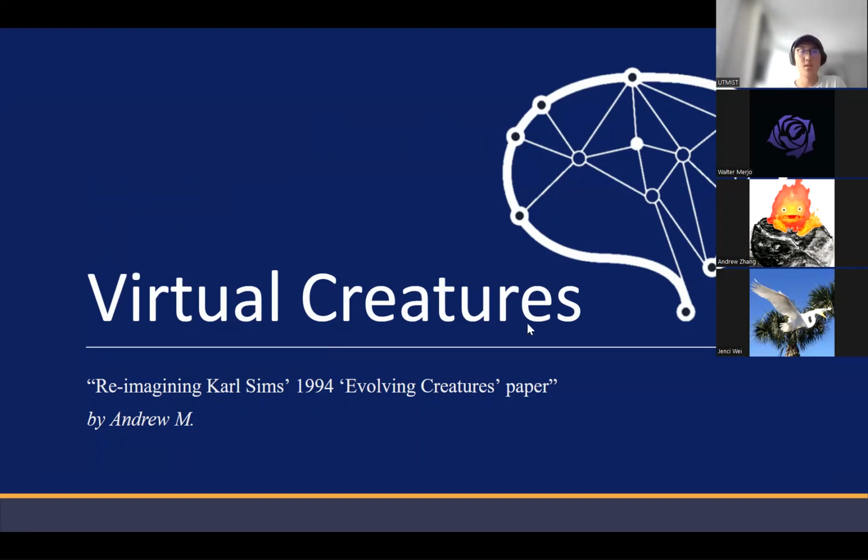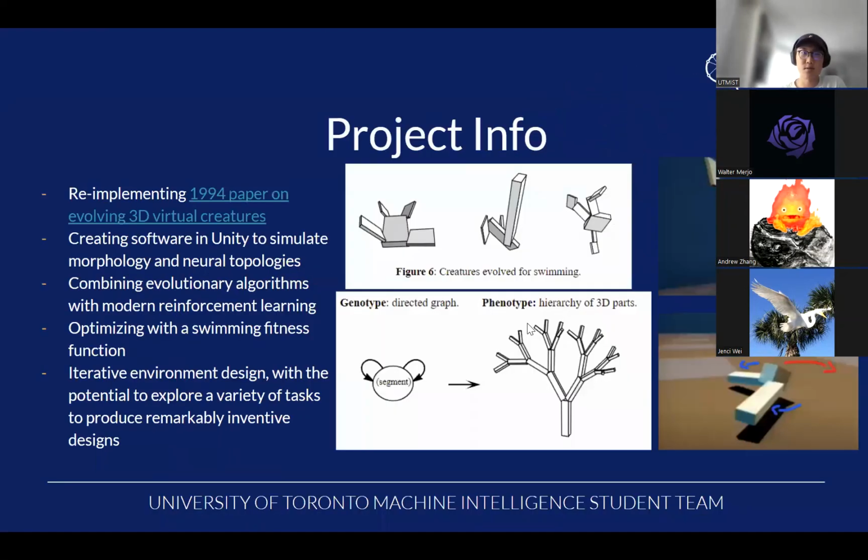But basically, this project is to reimagine the 1994 paper written by Karl Sims on evolving 3D virtual creatures. And if you look at the images on the right, that's pretty much the things that we'll be working with. So basically, there's going to be a swimming environment, and you will be trying to create a creature that automatically evolves its topology and its neural network, which is going to be managing how it's interacting with the environment. So it's a super interactive project, and it really intrigues me personally.